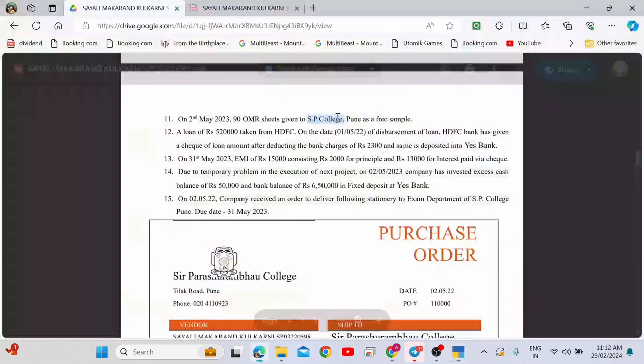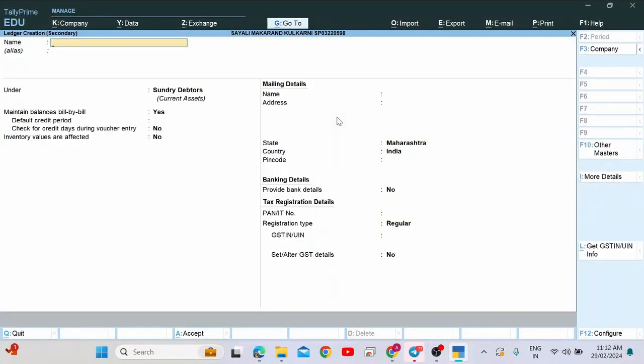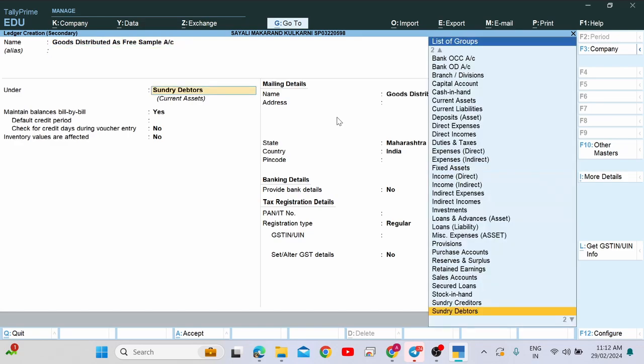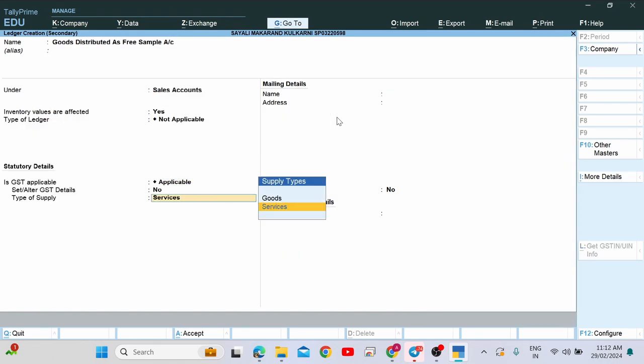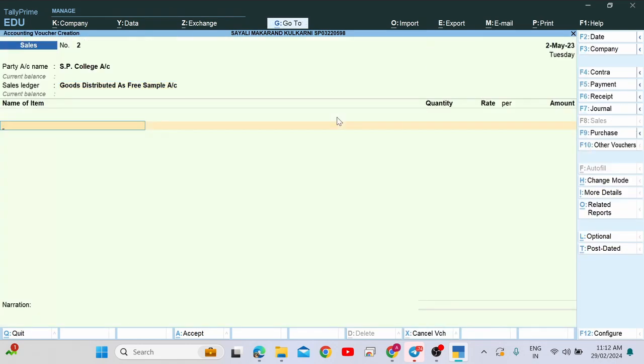Now here, ledger. Which ledger? Just now we discussed the goods distributed as free sample ledger, and that is not there. For the first time we are distributing, therefore create goods distributed as free sample account. Correct. And what is this? This is one type of sales ledger only, therefore under the sales category. Entered sales, and then accept with the Control A button.